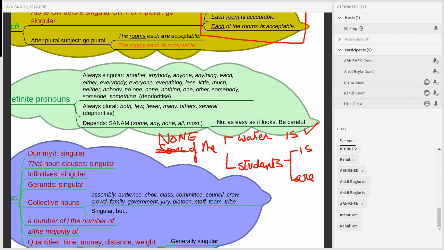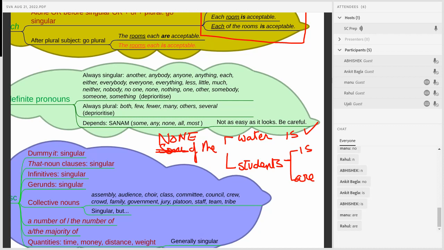A lot of test prep resources are going to tell you that all the Sanam pronouns work like this. You just check the noun, right? Some of you may have even come across that advice. But in English, things are not always that straightforward. Very specifically, there is an exam called the SAT exam.